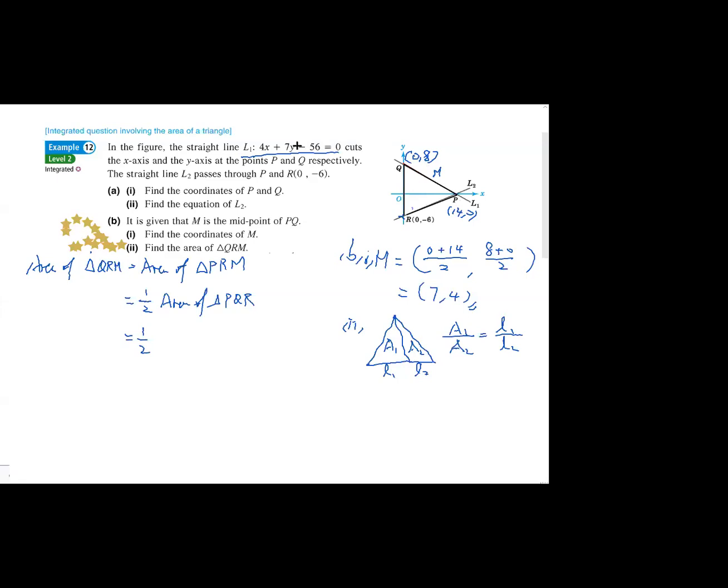If I use PQ to be the base, then which length should be the height? It should be from R, drawing a perpendicular line, stopping at PQ. This one should be the height.